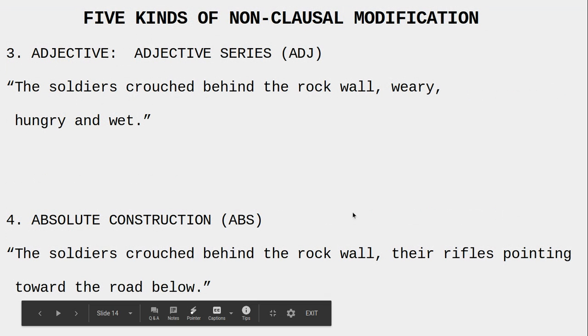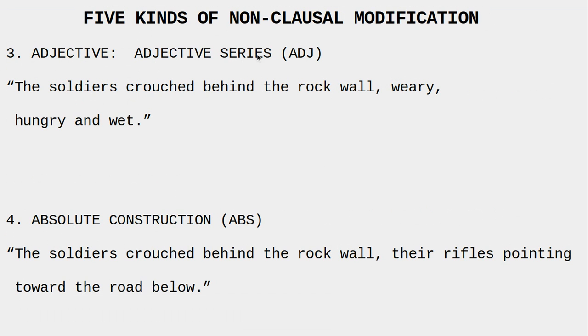The third kind, the adjective. It's a single word. Or like this, it can be a series of single word modifiers. We call it an adjective series. And in this case, it's written sort of like a journalistic kind of punctuation here with the commas. And I'll explain that in just a second. But again, we have our main clause, the soldiers crouched behind the rock wall, weary, hungry, and wet.